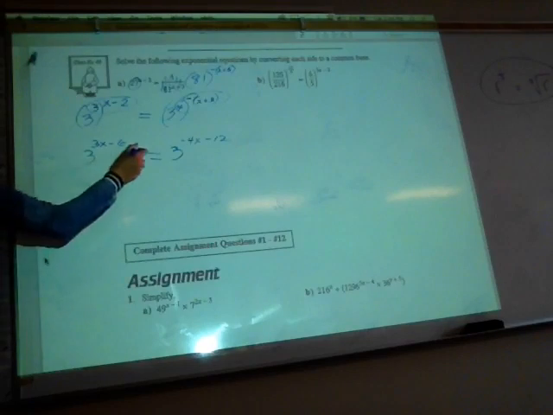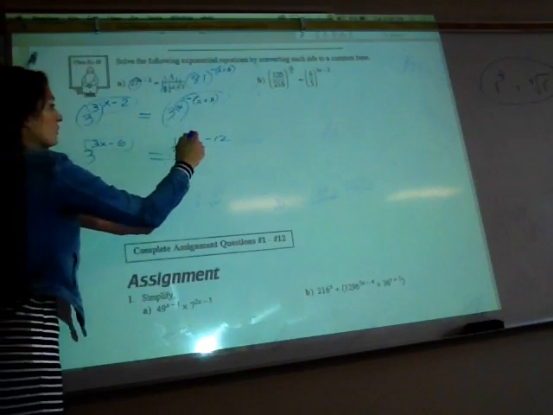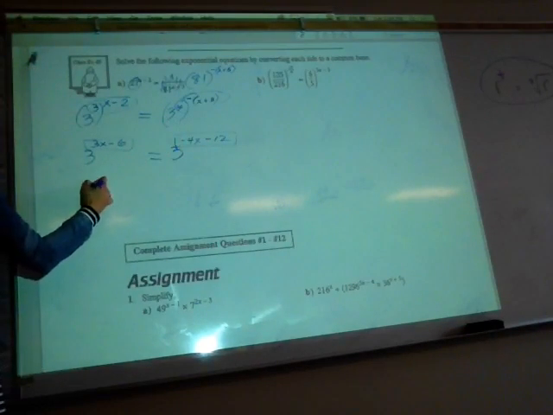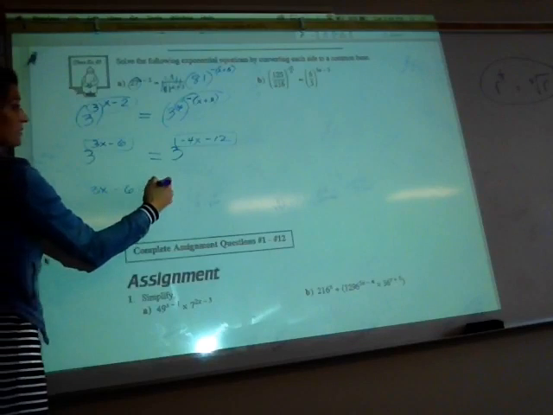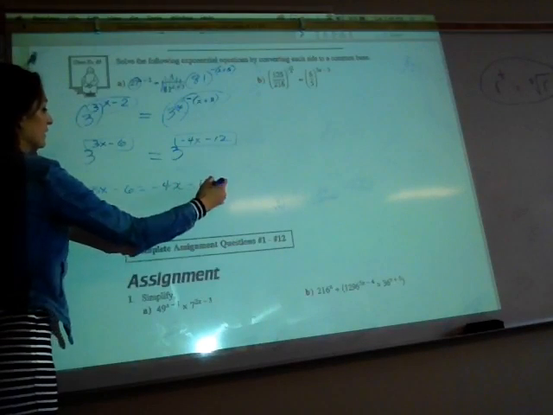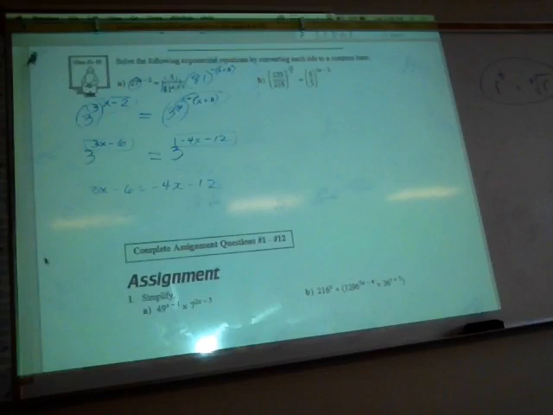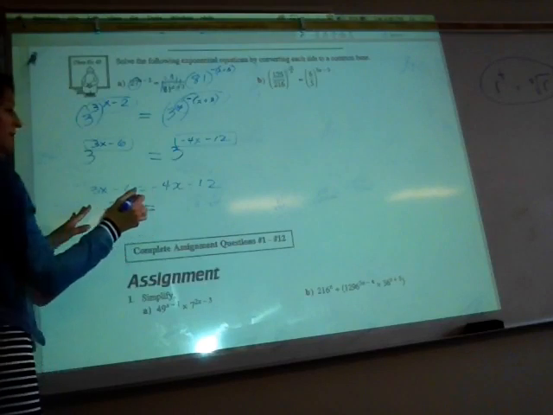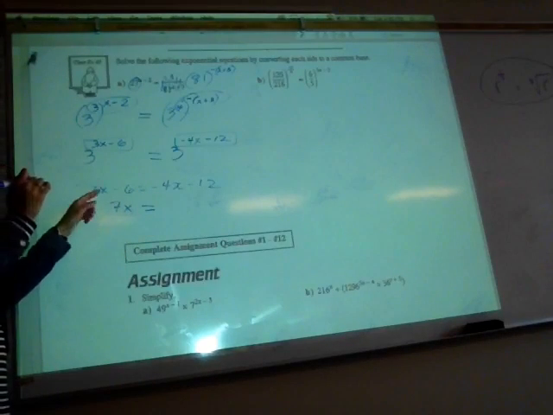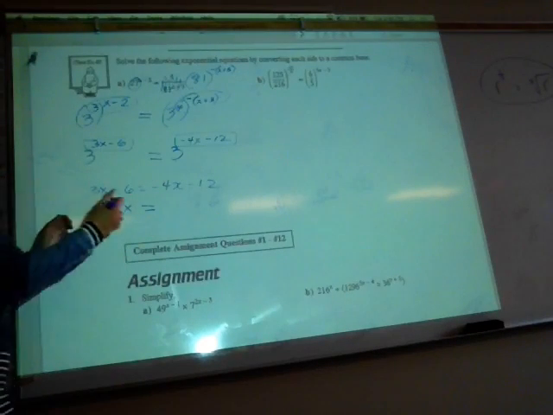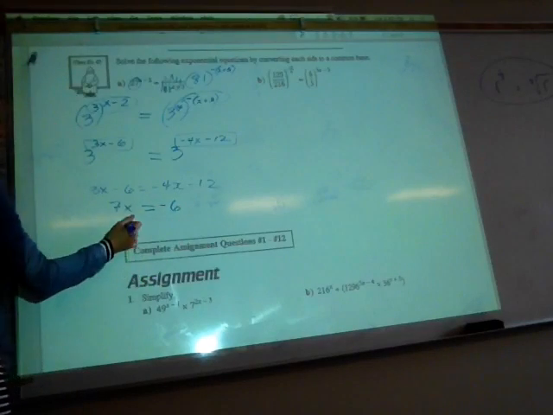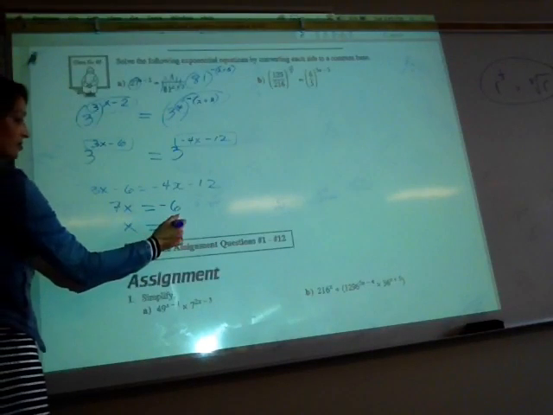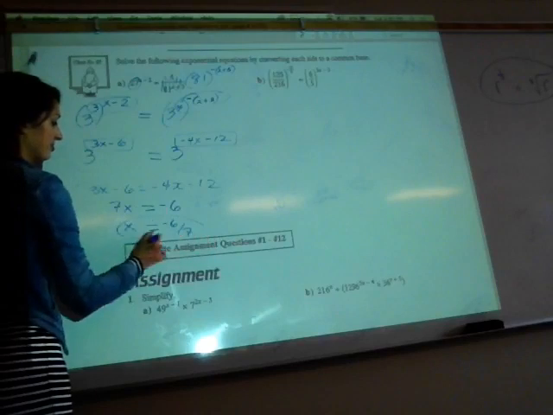From there, same base, we set the exponents equal, and we can solve. So 3x minus 6 is equal to negative 4x minus 12. Combine like terms, so I'm going to add the 4x to the left-hand side, and we get 7x. And I'm going to add the 6 over, and I get negative 6. So when I divide, I get x equals negative 6 over 7.